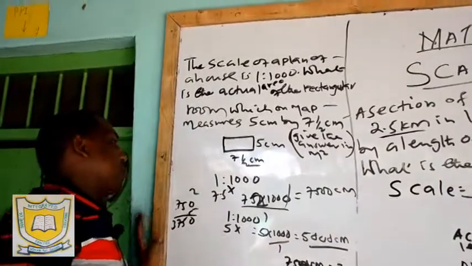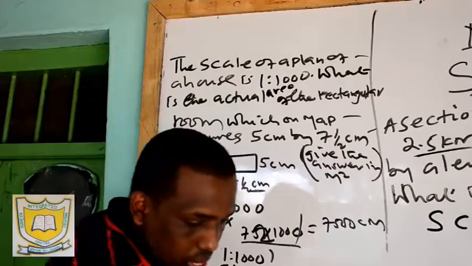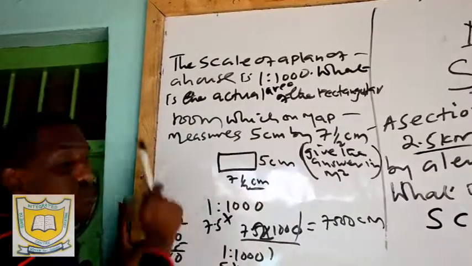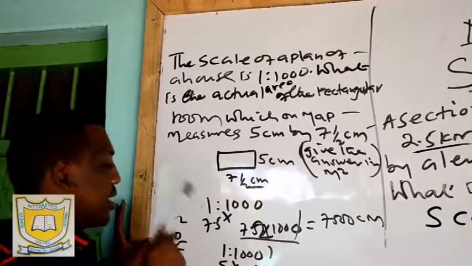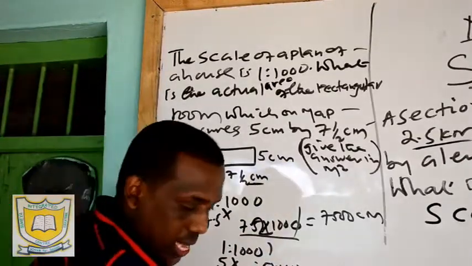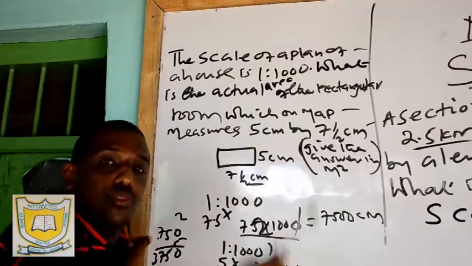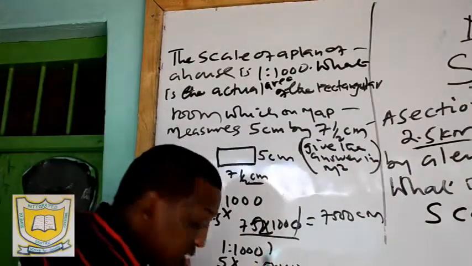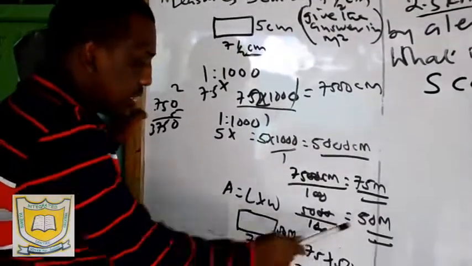Now, what do you do? You are told 1 centimeter represents 1,000. What about 7.5? Cross multiply, you will get 7,500. That is the length. What about 5 then? You get 5,000. After doing that, you change the length into meters, then you change the width into meters. Change the length into meters, divided by 100, you will remain with 75. Change the width into meters, divided by 100, you will get 50 meters.